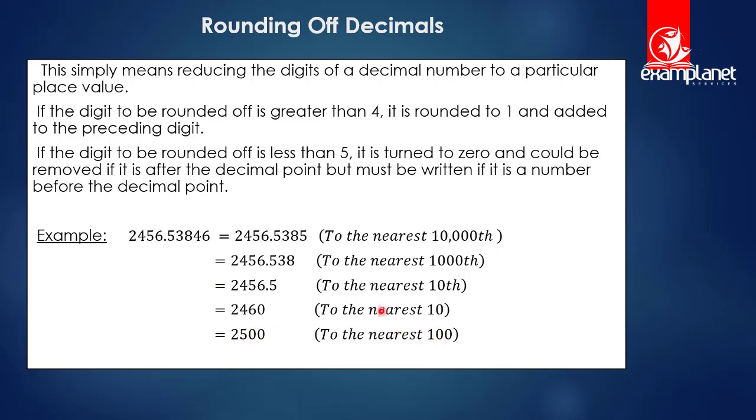So you can see that you have 2 zeros. To the nearest 10, you have 0. To the nearest tenth, you have only one number, tenth. To the nearest 1,000, you have 3 numbers: tenth, hundredth, thousandth. To the nearest 10,000, you have 4 numbers. Okay, so that's how we round off our decimal numbers.